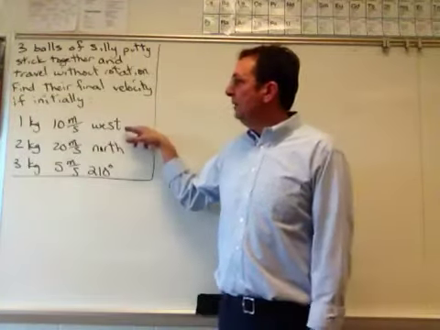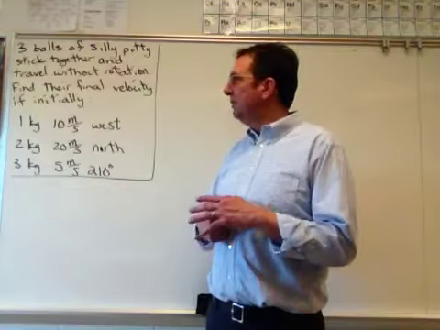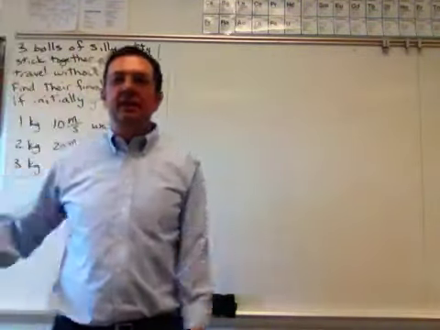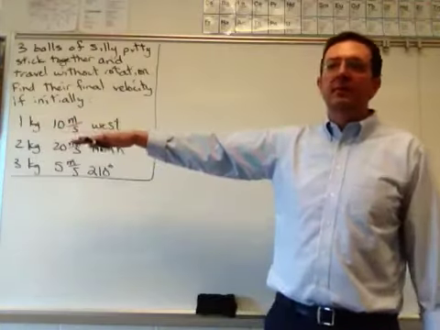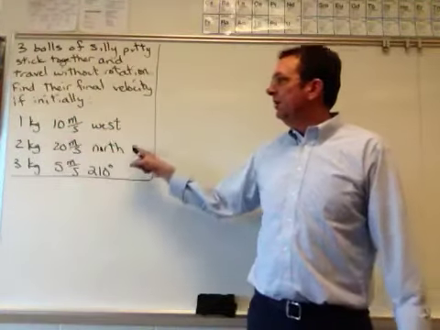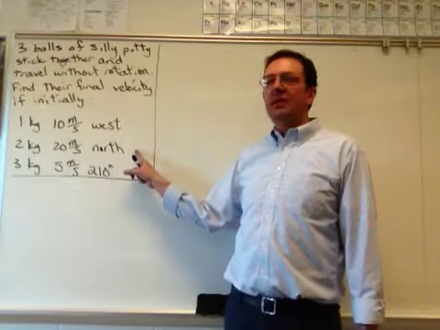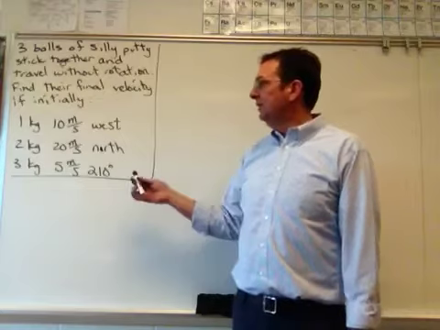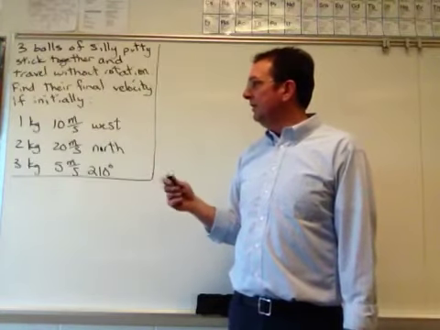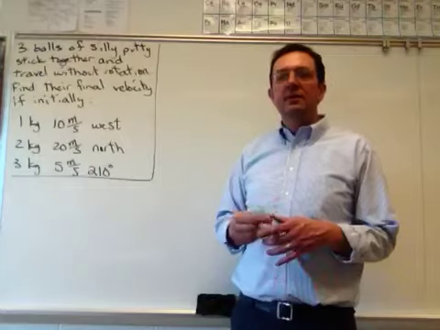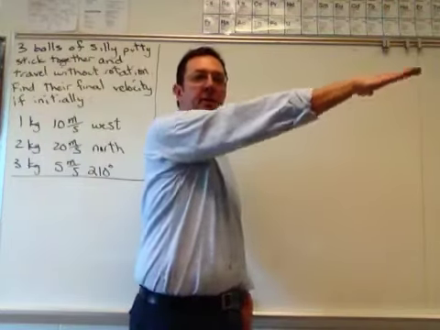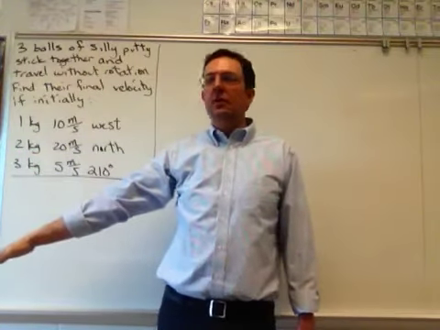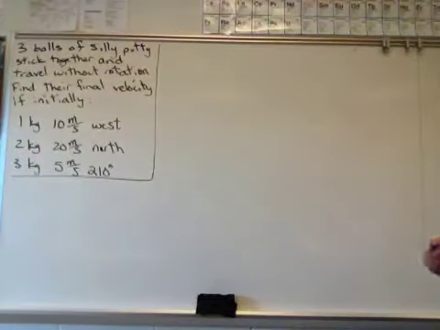So you have a one kilogram silly putty ball moving 10 meters per second west. This is east. That is west. This is 10 meters per second west, 1 kilogram. This one, 2 kilograms at 20 meters per second north, toward the top of the board on the paper, toward the top of your paper. And then this one is 3 kilograms at 5 meters per second, 210 degrees. Here is 0, this is 90, this is 180, and the 210 is an additional 30 degrees from there.